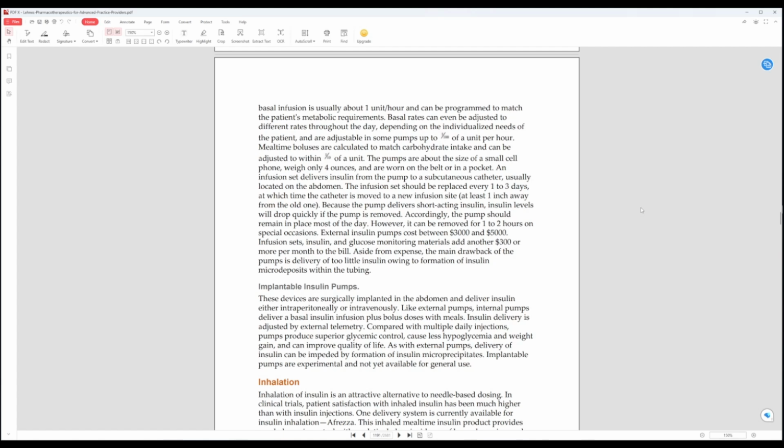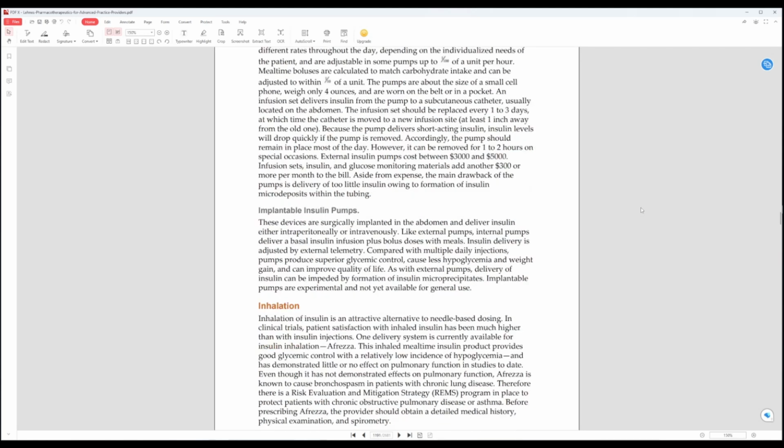Because the pump delivers short-acting insulin, insulin levels will drop quickly if the pump is removed. Accordingly, the pump should remain in place most of the day. However, it can be removed for 1 to 2 hours on special occasions. External insulin pumps cost anywhere between $3,000 to $5,000. Infusion sets, insulin, glucose monitoring materials add another $300 or more per month to the bill. Aside from expense, the main drawback of pumps is delivery of too little insulin owing to the formation of insulin microdeposits within the tubing.